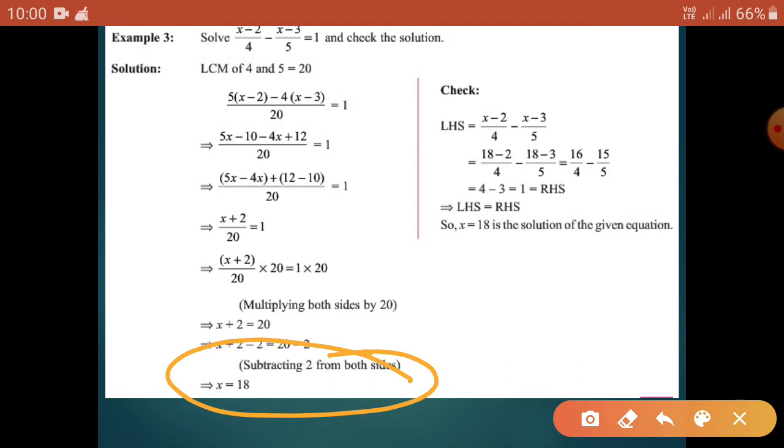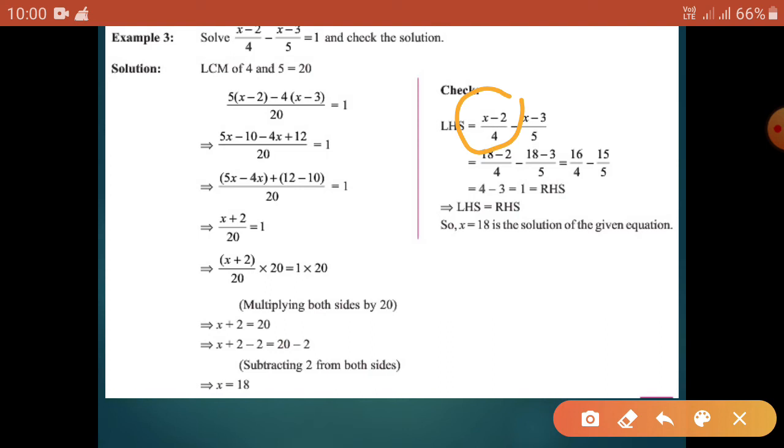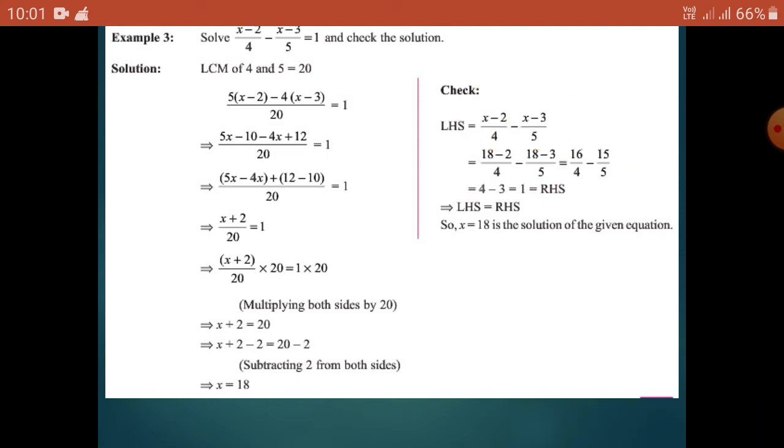Then if we put the value of x is equal to 18 on the left side of this equation, that is x minus 2 by 4 minus x minus 3 by 5, it gives x is 18. So here it is 18 minus 2 by 4, and here it is minus 18 minus 3 by 5. So 18 minus 2 by 4 gives us 16 by 4, and 18 minus 3 by 5 gives us 15 by 5. So it gives us 4 minus 3, that gives us 1. So on both sides the value is equal, so we can say that x is equal to 18 is the solution of the given equation.